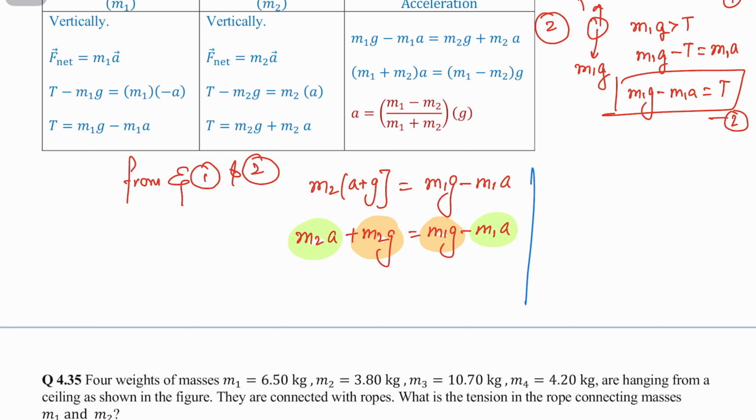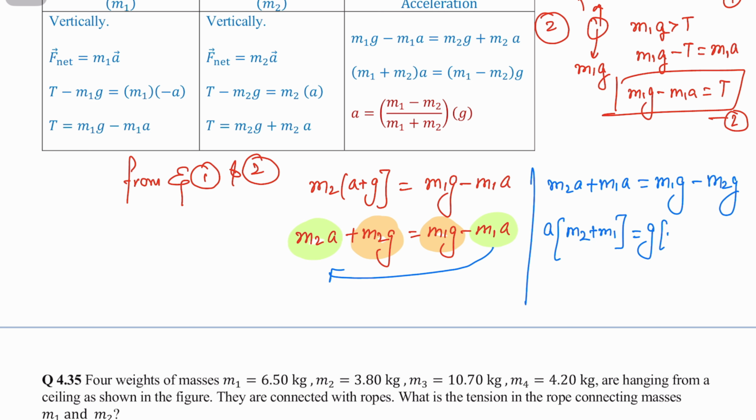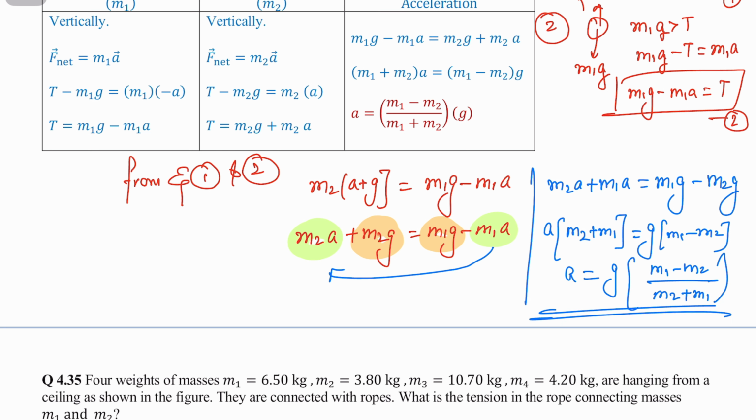So take M1A to this side: M2A plus M1A equals M1G minus M2G. Take A common, M2 plus M1 here, and G common, M1 minus M2. So A equals G times (M1 minus M2) divided by (M2 plus M1), or M1 plus M2. This is your acceleration. Clear? Easy. You just need to check the directions in the question. Nothing new.